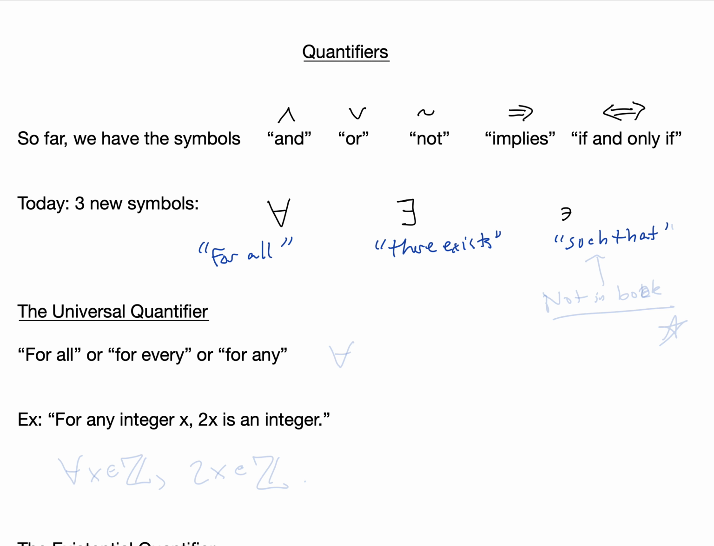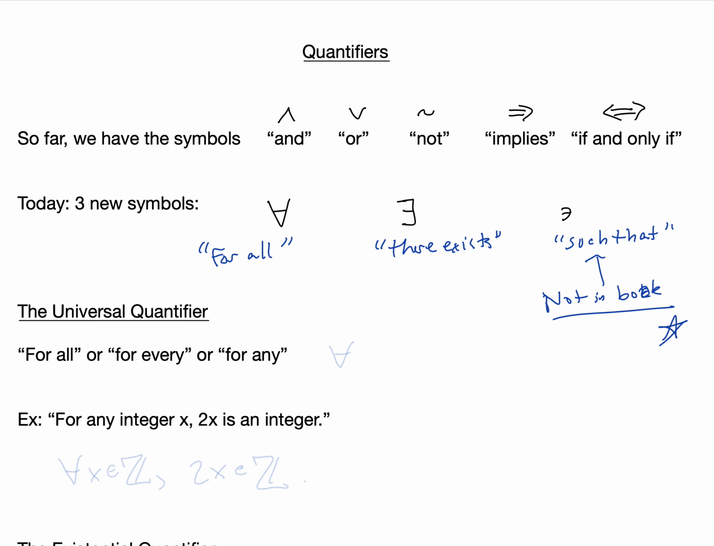So a heads up here is that this symbol is not introduced in our book. However, this is a really common mathematical symbol and phrase to use, especially when we're using universal quantifiers. So I wanted to include it, but pay special attention to how it's used in this video because it is not in our text.